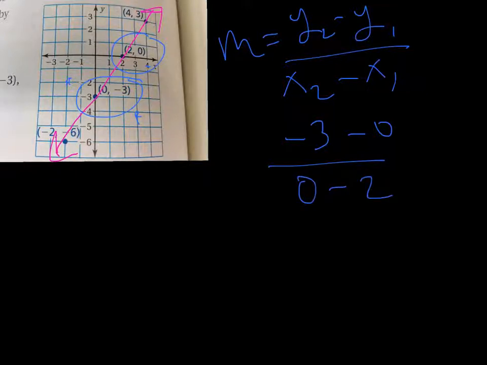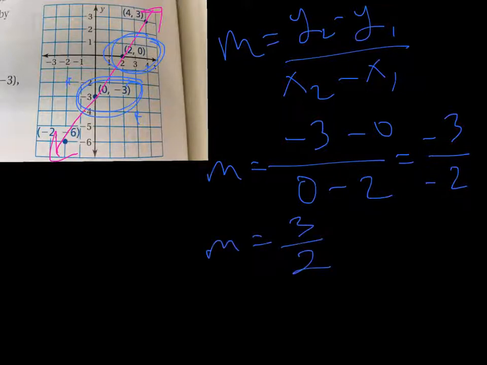This is my x2 and y2 that I chose, and then this one was the x1, y1. So m equals, -3 minus 0 is -3, and 0 minus 2 is -2. So that ends up equaling m equals 3 over 2, right? And you can leave it like that. It's easier because you can see the rise over the run as opposed to 1.5. Okay, so that was my first step.